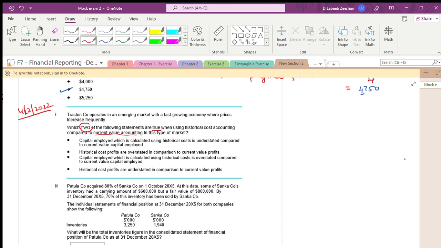Which two are the things? Which of the two are true? Historical cost accounting is financial statements. Current value accounting is inflation accounting. Okay? Next.